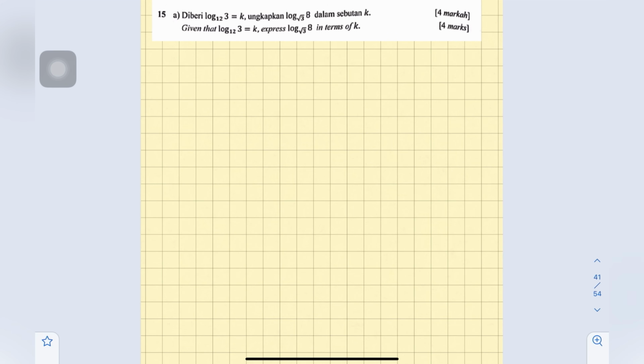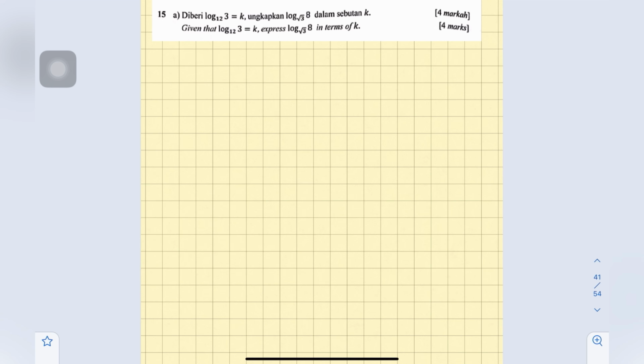15A, given that log 3 base 12 equals K, express log 8 base 3 in terms of K. Okay, for this question, we actually have a few alternative ways. Maybe if you refer to the answer scheme, you can use that way. But now I'm going to show you another way to answer this.